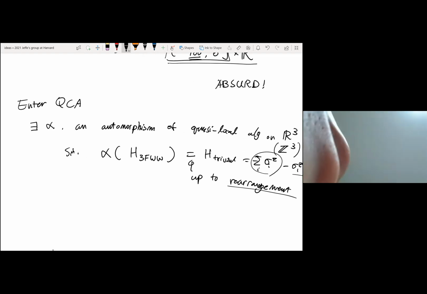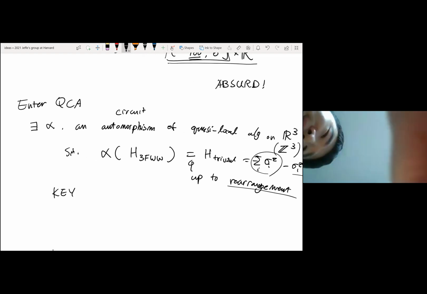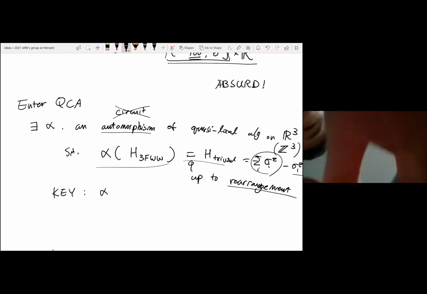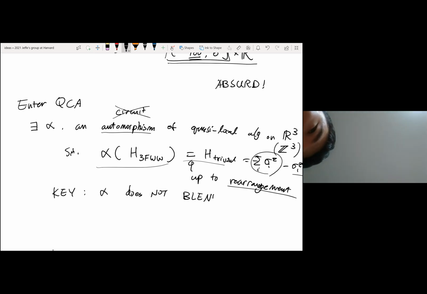The key is that, so I just said that there does not exist any circuit that would disentangle, that would satisfy this equality. The circuit does not exist, but that does not exclude the possibility of an automorphism. The key is that this alpha does not blend into identity.